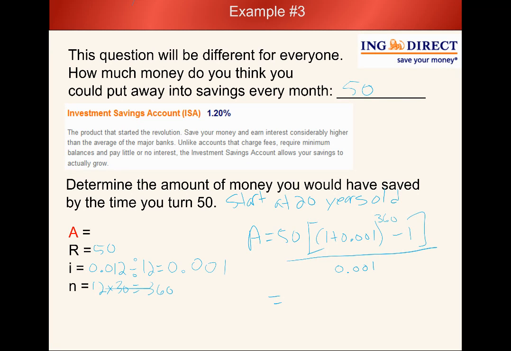Minus 1 is 0.4330761, times 50, and then divided by 0.001. I would have $21,653.58 just from $50 a month.